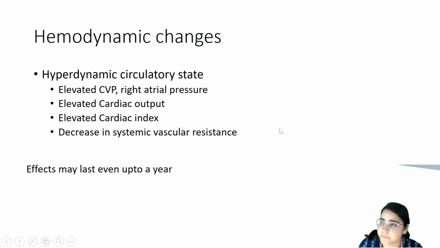So what we've learned from this case is that the hemodynamic changes are suggestive of a hyperdynamic circulatory state with elevated central venous pressures, right atrial pressures, elevated cardiac output and cardiac index, and a decrease in systemic vascular resistance. These effects in various studies have been shown to last even up to a year. This child is currently under follow-up, and we'll have to see how she behaves as we monitor her.